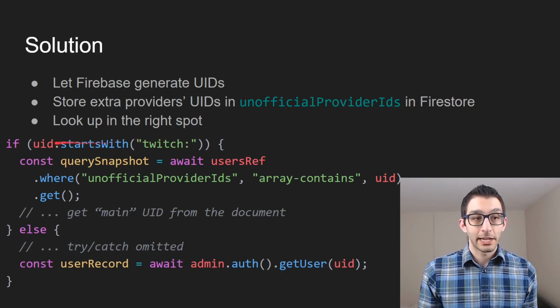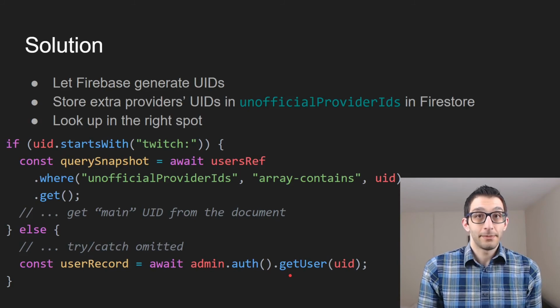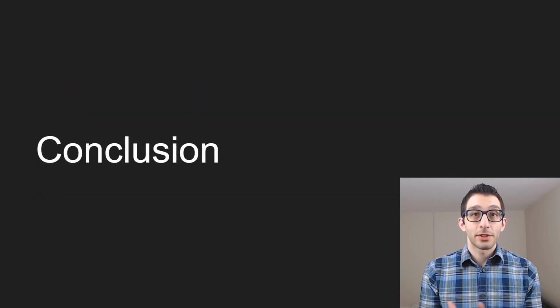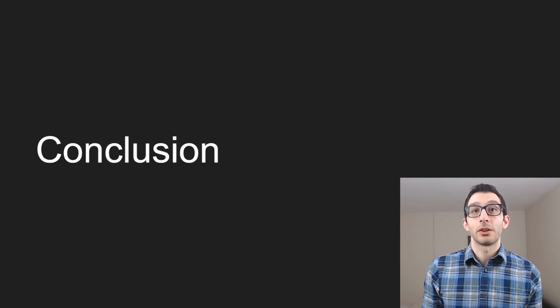So how that works is I just check to see, does your UID start with Twitch? If so, look it up in Firebase. If it doesn't start with Twitch, then just call admin.getUser. And that was it. This was just a quick run through some of the problems that I came across. And as I mentioned, this took a very long time.